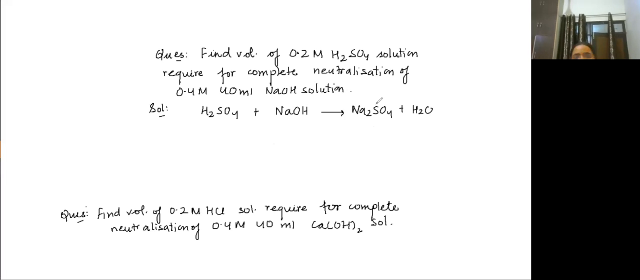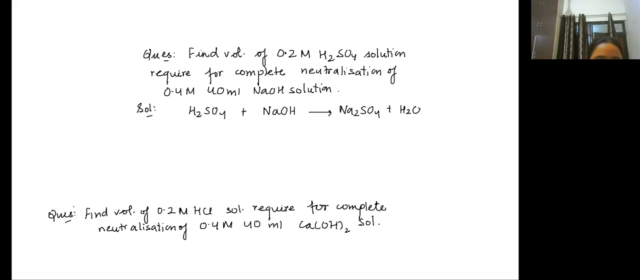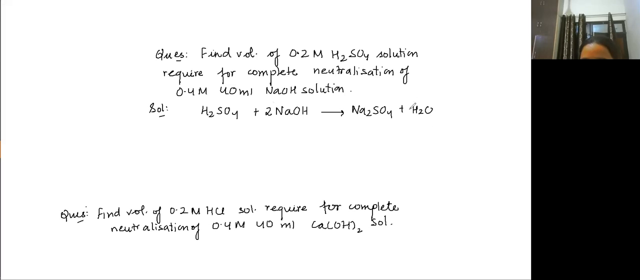Is this equation balanced? No. How will you balance this? It will be 2 NaOH and 2 H2O. Now the equation is balanced.